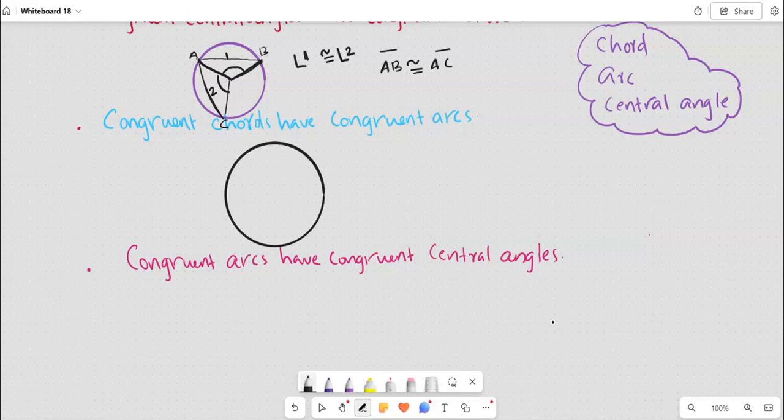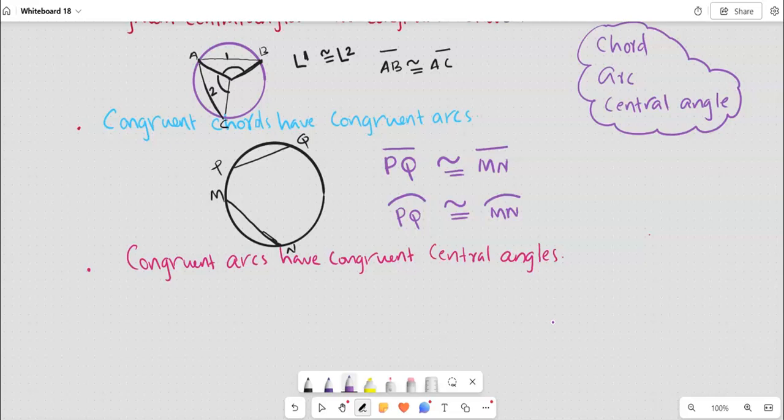It is saying congruent chords. I have a chord here and another chord here. This is PQ, this is MN, two chords. So congruent chords have congruent arcs. If PQ is congruent to MN, then we can say that arc PQ will be congruent to arc MN. The arc length of PQ is congruent to the arc length of MN when chord PQ is congruent to chord MN.